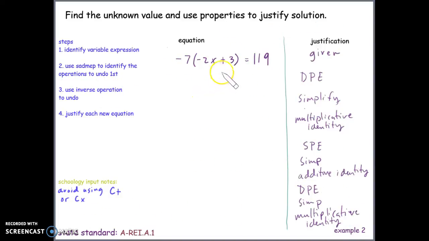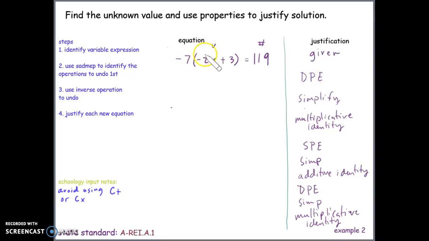Okay, so here we are being asked to rewrite all of the equations using the justifications that are given to us. So the first thing that we're going to do is identify the variable side. The variable side in this example is the left side, and we've got the right side, which is the number side. Now we can go ahead and start by, and here it says DPE, which is division property of equality.